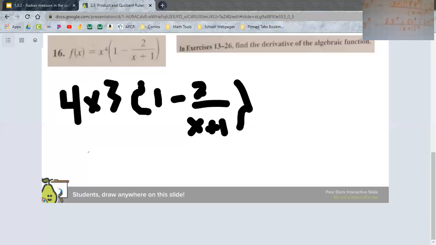Then I simplified a little bit there. That was my final answer. I decided not to take it further than that. But that's how you could do it a different way, just to point out another way you could do this. Alrighty?